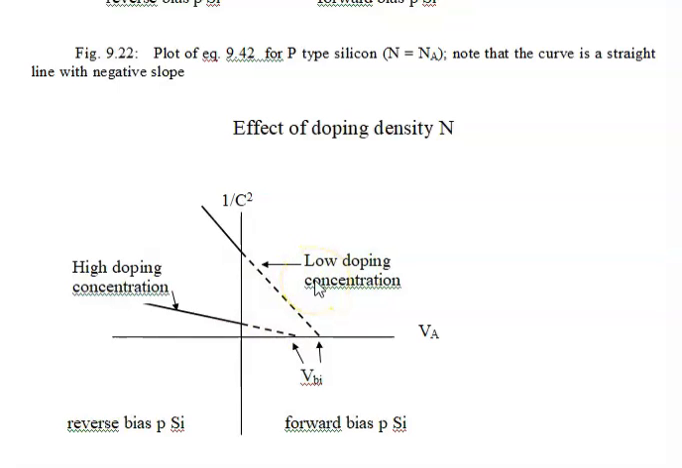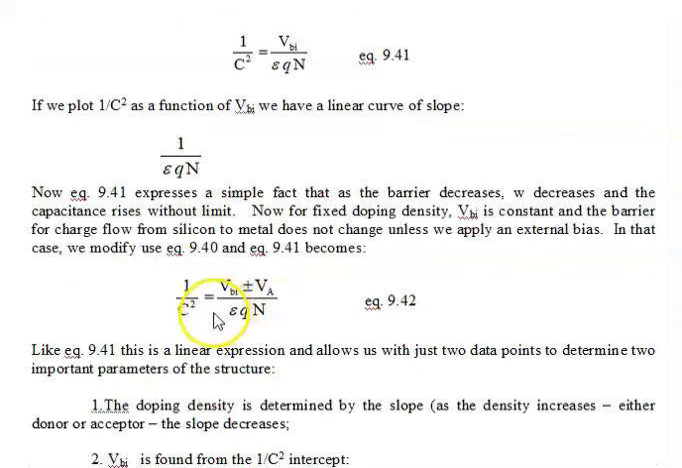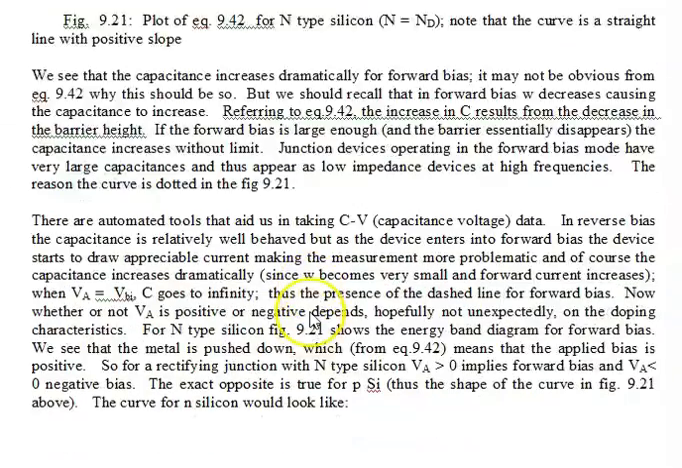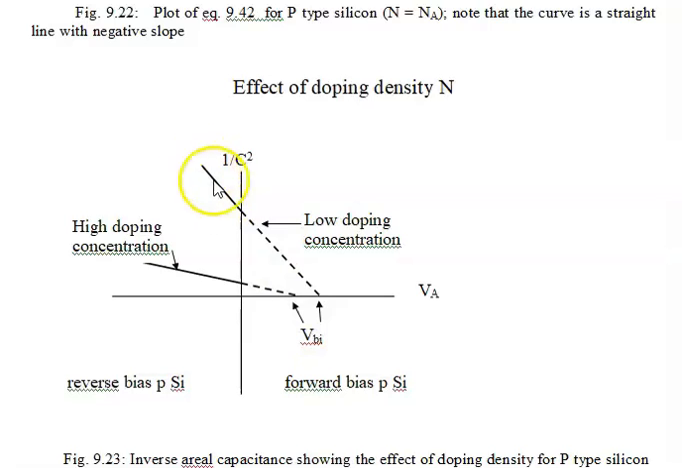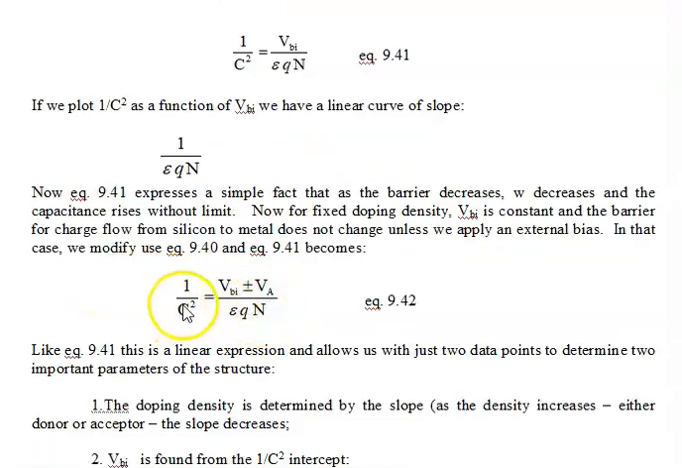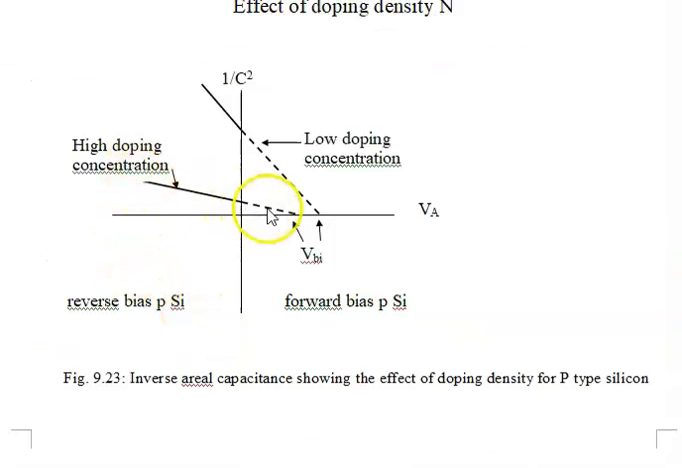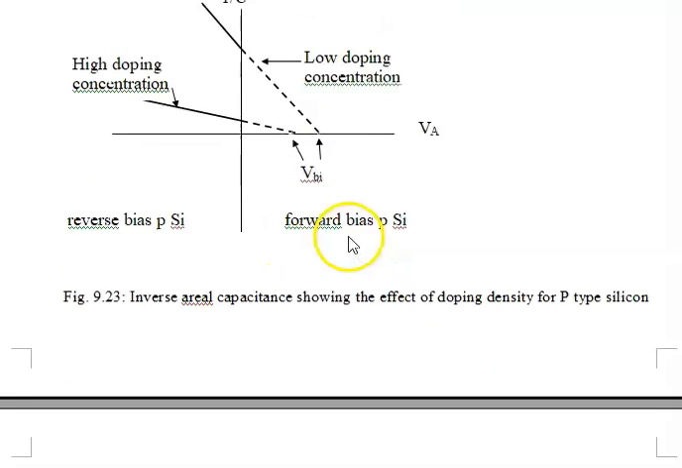Now the effect of doping, this again is for P-type. Low doping concentration corresponds to a high slope, and we can see that from the basic equation. As n goes down, the slope of this curve, 1 over c squared, goes up. That's this curve here. And for high doping, n goes up, then 1 over c squared goes down, and the slope becomes much more shallow. And of course, the VBI can also change for high doping and for low doping, and indeed they will.